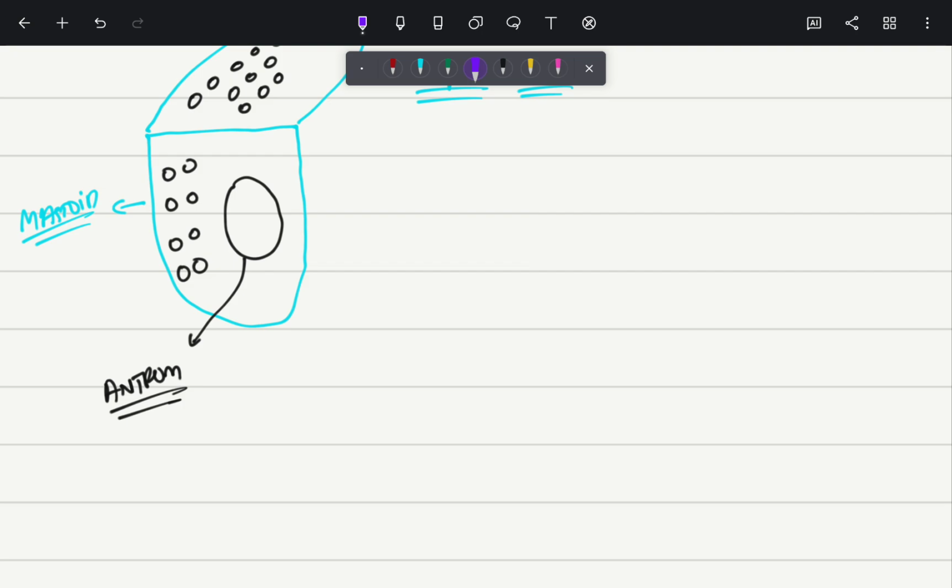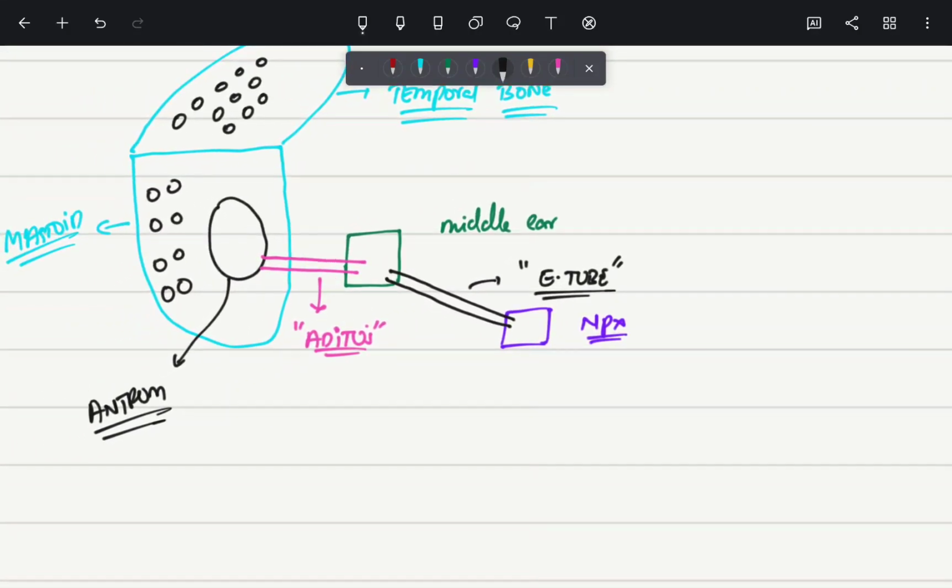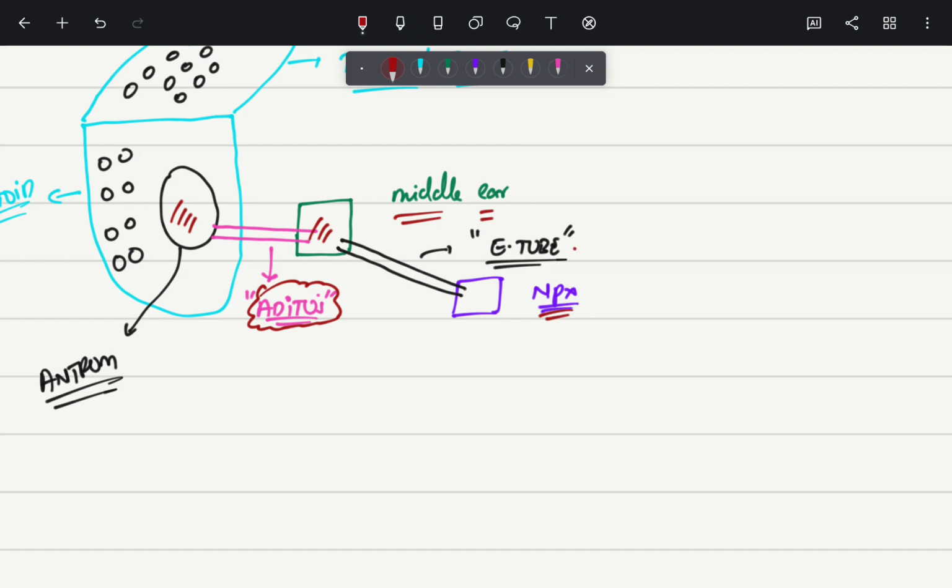Now, if you are following my lectures, I already told you that we have a middle ear cavity. This is your middle ear. This middle ear is connected to the antrum via a tube, and this tube is called the aditus. What is the tube that is connecting the antrum and the middle ear? It is the aditus. Not only that, the middle ear is connected to the nasopharynx via a tube, and this tube is your eustachian tube. Once again I am repeating, the antrum, which is the largest air cell of the mastoid, is connected to the middle ear by the aditus, whereas the middle ear is connected to the nasopharynx by the eustachian tube.